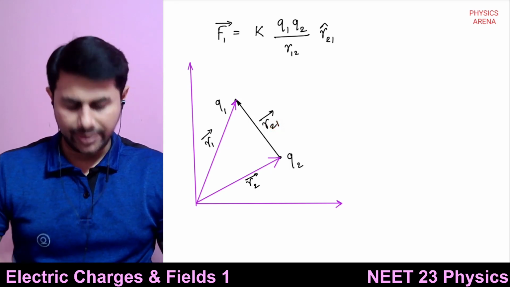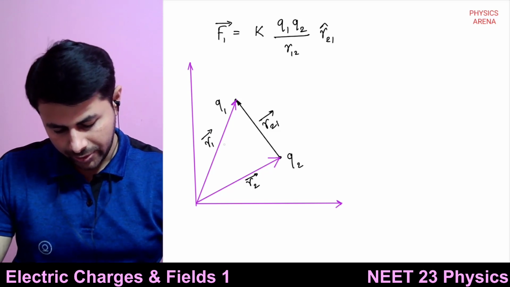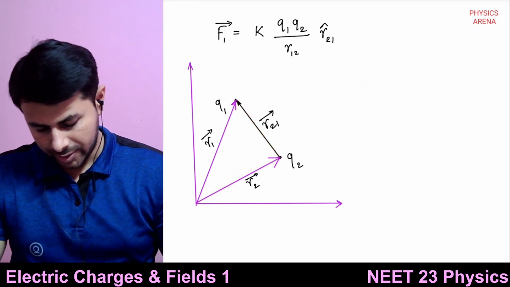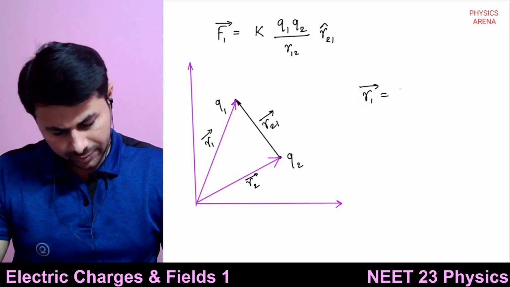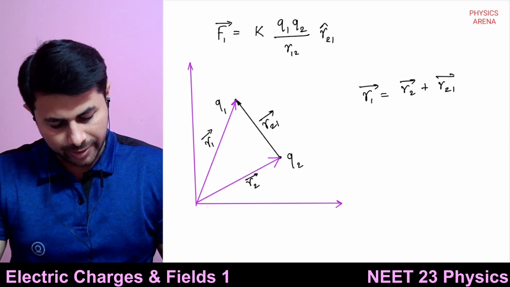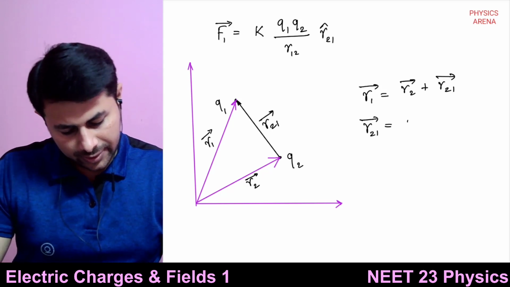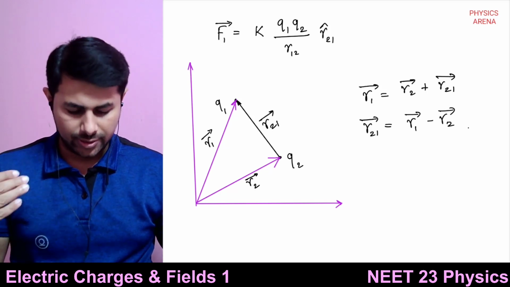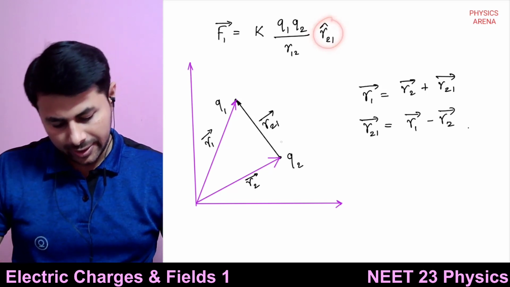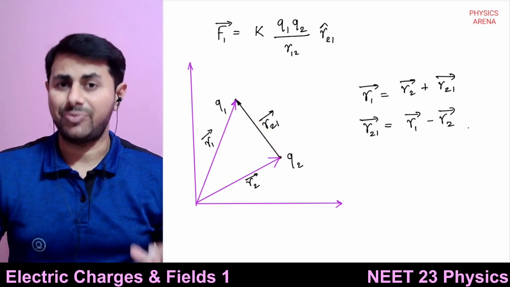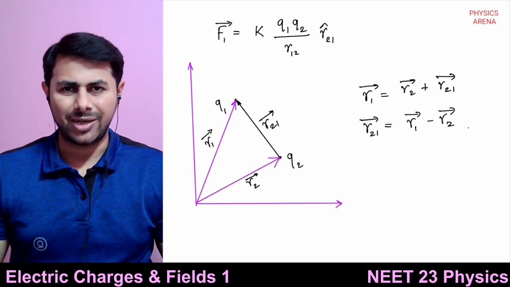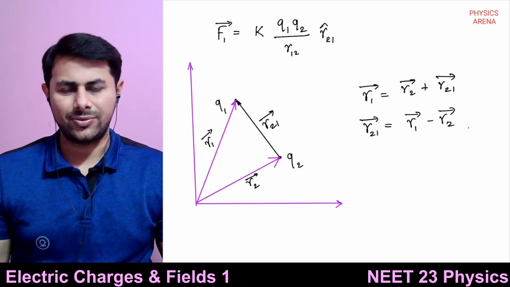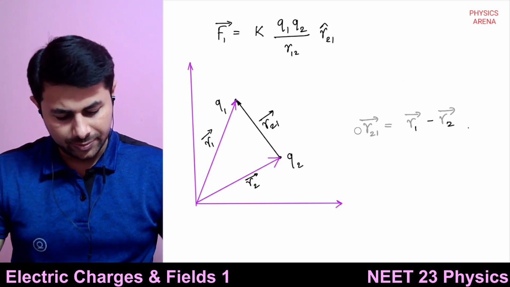What is R21? It is R1 bar minus R2 bar. R1 bar is equal to R2 bar plus R21 bar, which means R21 bar is R1 bar minus R2 bar. So basically this vector R21 bar is directed from 2 towards 1. Now the direction of force, whether it is attractive or repulsive, is given by the product of charges.